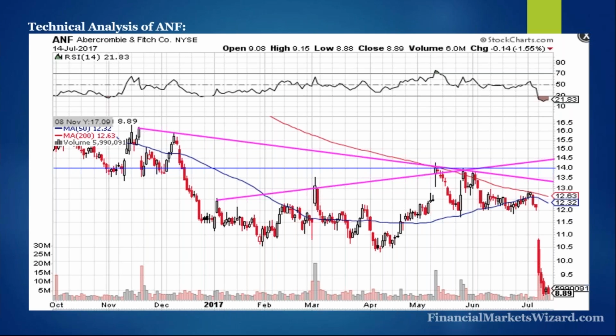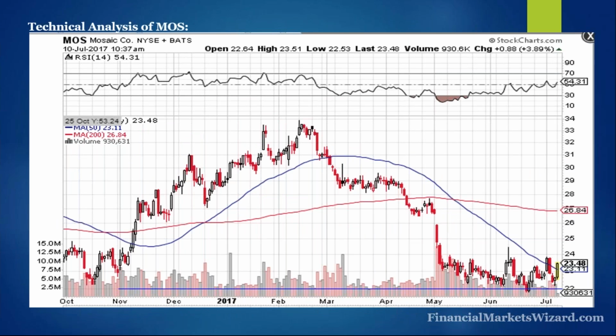Next, look at MOS. So this is the MOS chart, and I think we bought MOS calls. So this is what I looked at. The reason is simple. If you look at this chart, you can easily decide to go long on MOS.